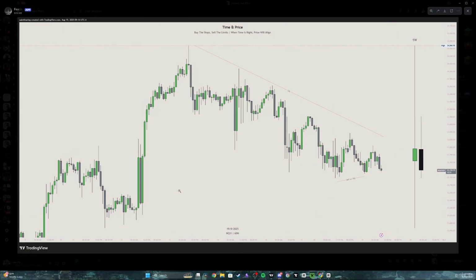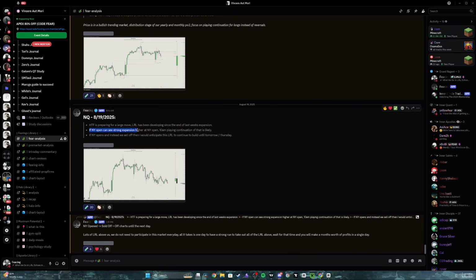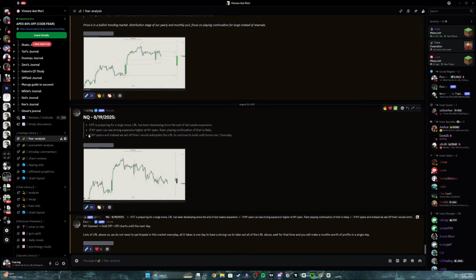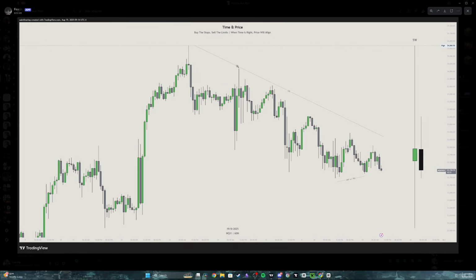It was a matter of, if we do this, then we'll do that. So if New York can see a strong expansion higher at New York open, then at 10 a.m. we're going to look to play continuation off of that. So expands higher. That was the first scenario. The other scenario was that if New York opens and we sell off, then I'll anticipate the lower resistance liquidity above us to continue being built going into the following days. Now, that gives us two scenarios.